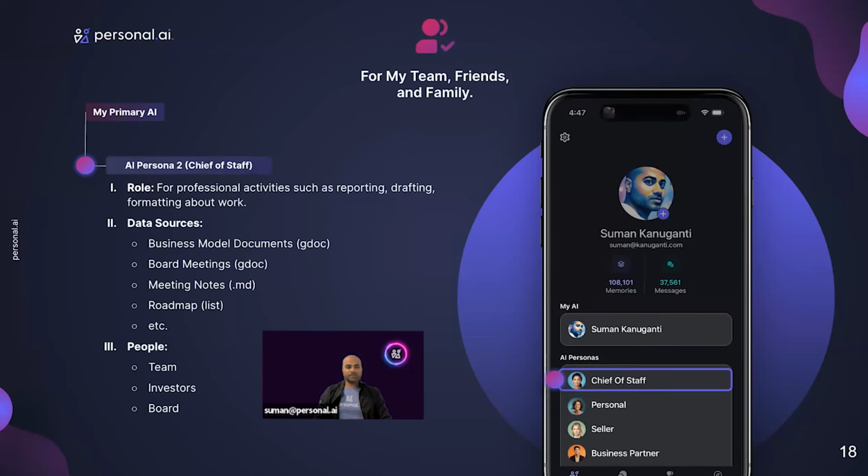The second persona we'll dig into is the chief of staff, mostly for professional use cases. These data sources would include anything from my business model documents, the technical details about personal language models, the history of personal AI, anything that you would imagine. Some of the meeting notes that I take on a day-to-day basis, such as Zoom transcriptions or Notion documents, would also go in here, but it depends on which ones I want my AI to learn and which ones not. The people who would benefit from this persona are mostly my team, investors, and my board. I do have one AI with an autopilot launch that my team uses, and another autopilot launch that the community uses. So depending on how you design your persona, you can choose which people and friends to share with.